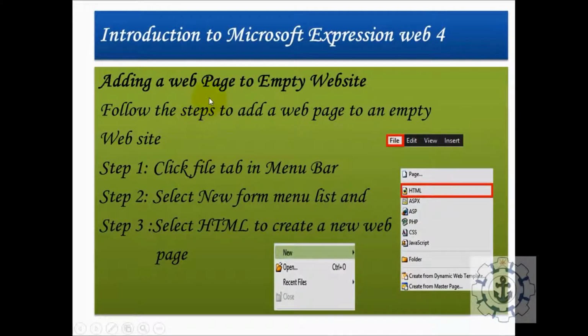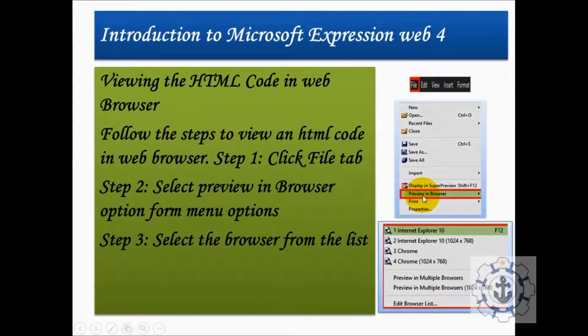So adding a web page to an empty website. Go to file, where you can find new, and then click on HTML. So how to view an HTML code in a web browser? It's very simple. Go to file, where you can find preview in a browser, and when you click on this, it will list out the installed web browsers. Select any one to view the output.